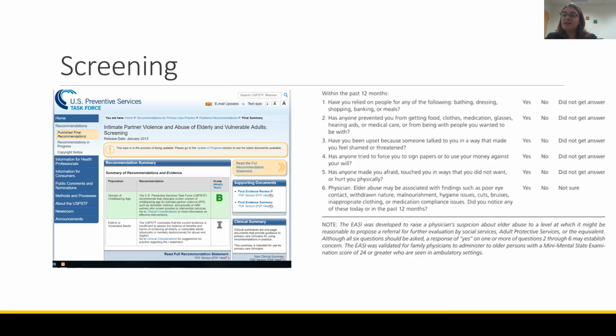And part of that is we don't have a good screener, and part of that is we don't have good interventions if we were to screen. So we do not recommend it at this point. If you have questions on this, please let me know.